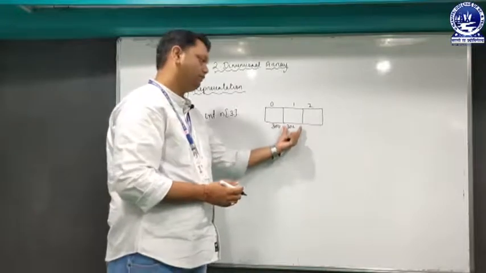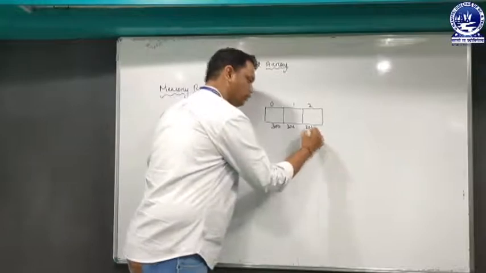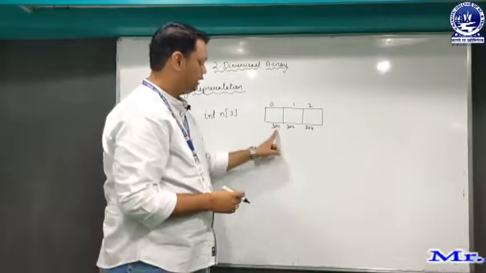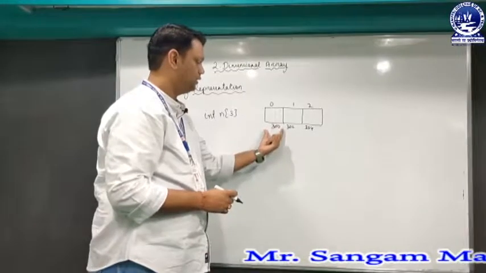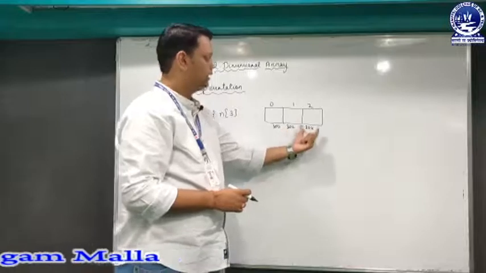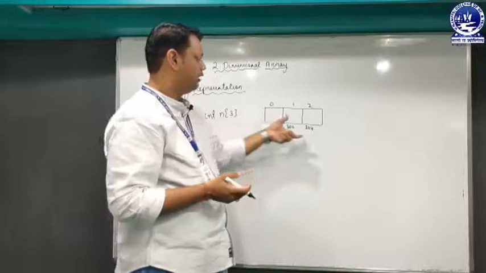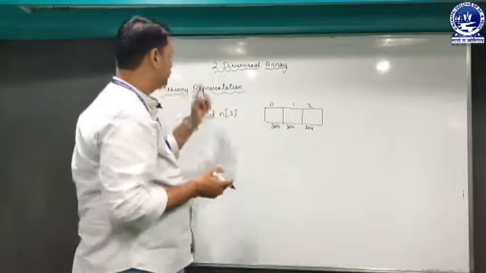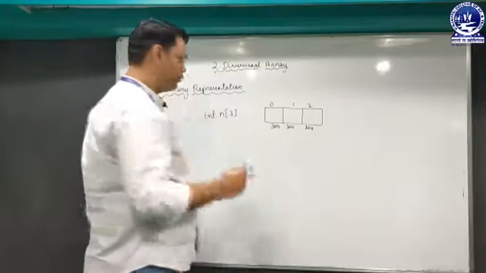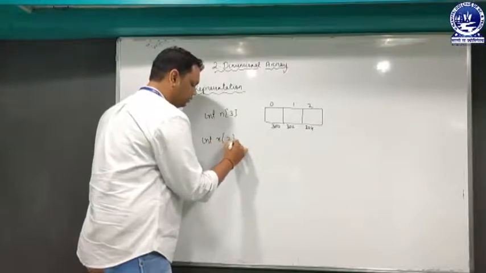Similarly, it will have 302 and 303. Similarly, 304 will be the address of the next index. That means the first index will contain 300 and 301, the second one will contain 302 and 303, and the last one will contain 304 and 305. So this is the general memory representation of a 1D array. It is the same case for a 2D array.